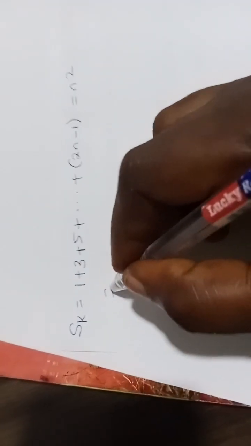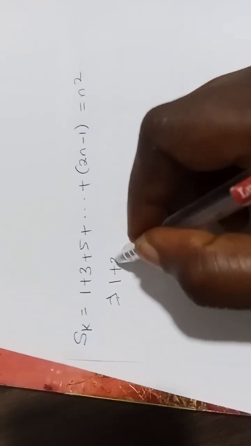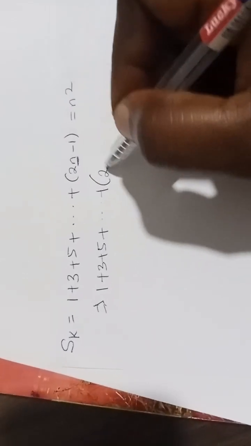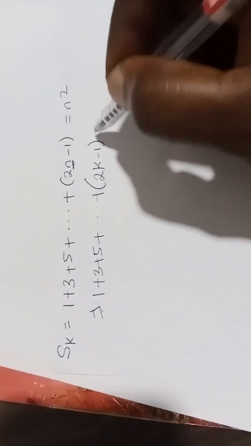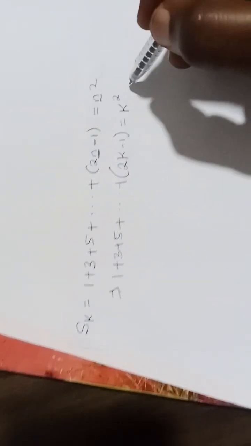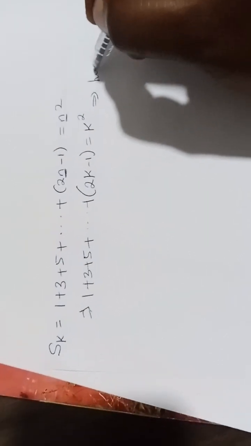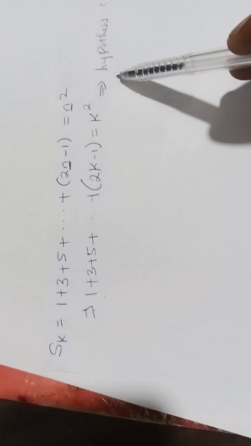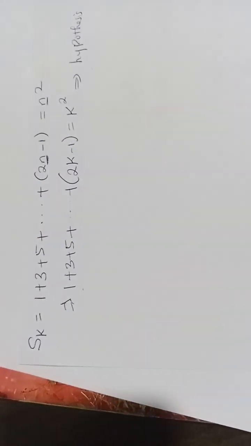So for Sk, any place you see n, you are going to replace it with k. So we have 1 plus 3 plus 5 plus dot dot dot plus... So you can see n here, so replace it with what? k minus 1 equal to, there's an n squared there, that is k squared. So this is our hypothesis case. In this case, we can't prove further than this, but just to assume that if this is the case, then we'll still get the same value.